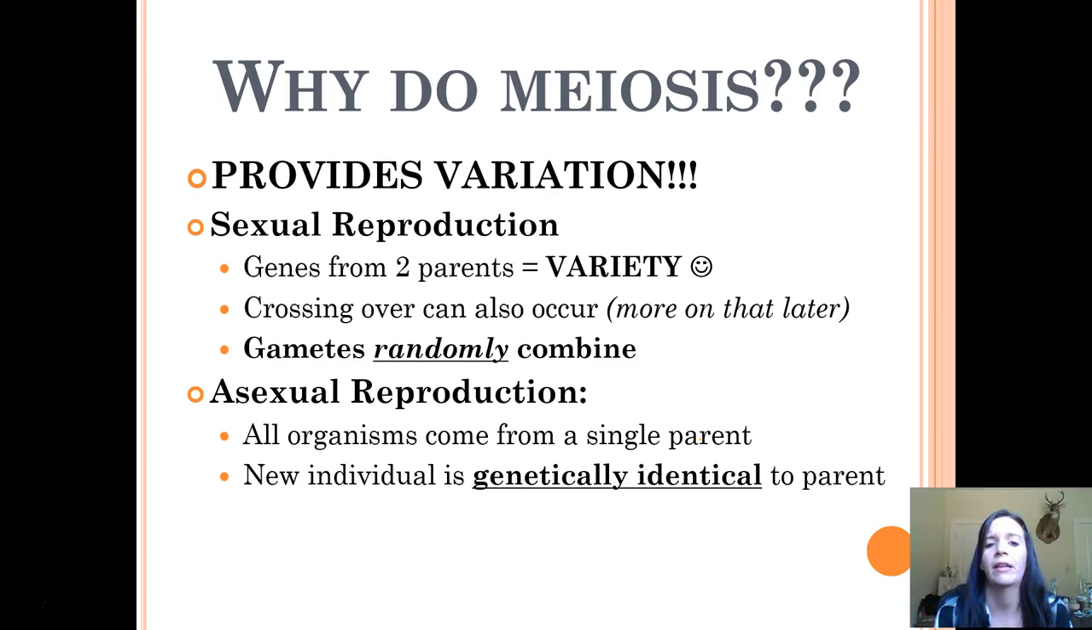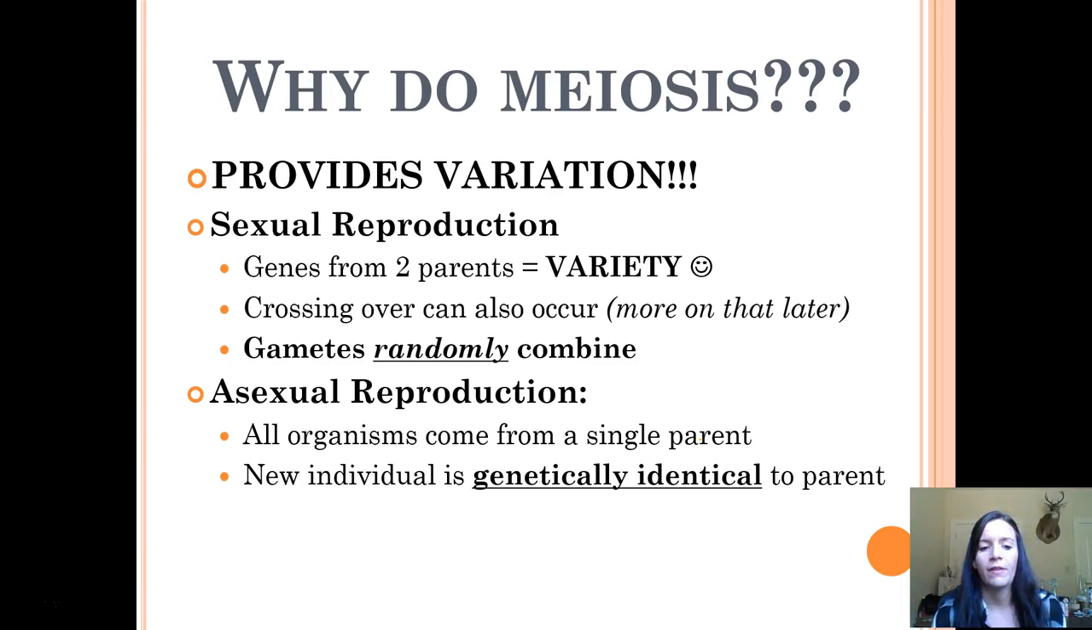Why do we even do meiosis then? Well, the reason for this is because it provides variation. That's really, really important. That's the whole reason why we do sexual reproduction. You get genes from 2 parents, which gives you a variety. The more variety there is in a species, the more able they are to survive certain things that may target only one gene or one trait. We'll get into that a lot more when we get into the evolution unit, but the variety is really important. Something called crossing over can also occur, which we'll discuss in this video. And the gametes randomly combine. So there are lots of different factors as to why sexual reproduction provides variety and is better.